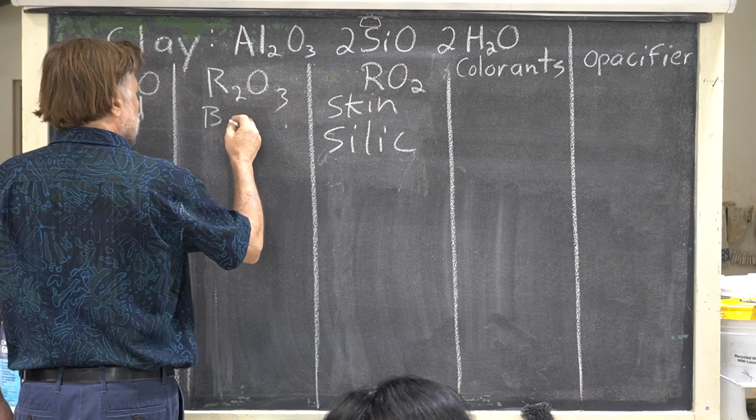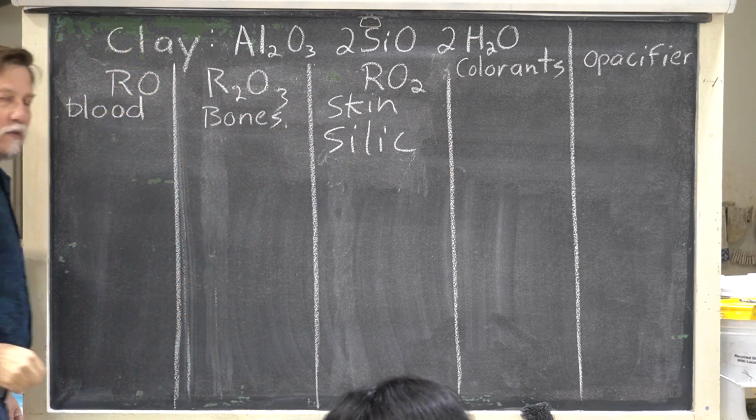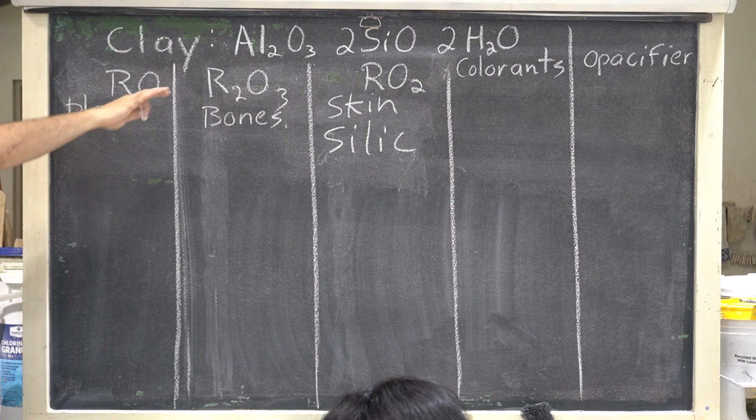The bones are actually kind of interesting, because bone ash is also sometimes used as an opacifier, so it has a place in glazing itself. We'll get to those in a minute. We'll keep the colorants and the opacifiers for later.